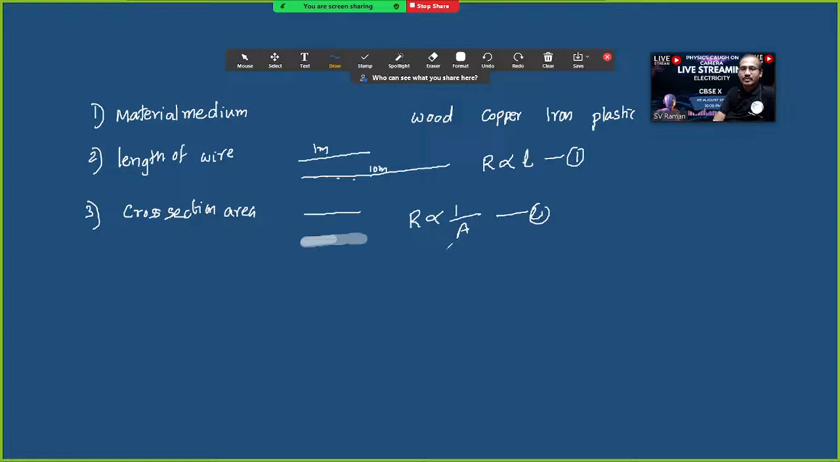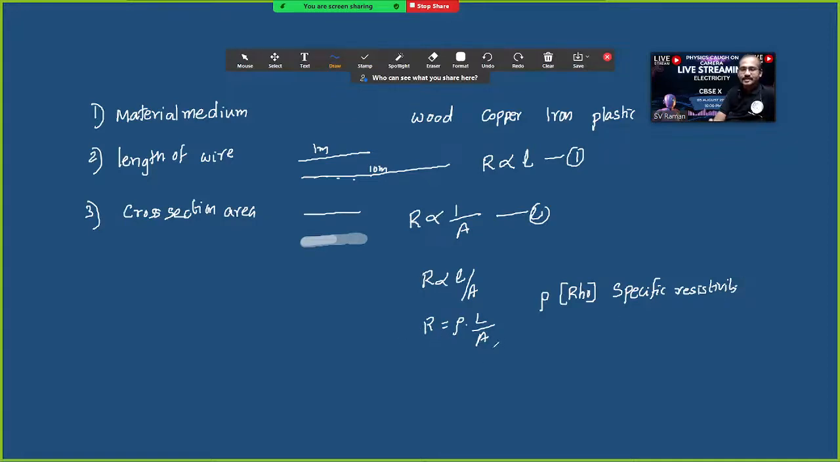So from equation 1 and 2, R is directly proportional to L by A. So R is equal to rho into L by A. Rho is specific resistivity. Here the symbol we call rho. Rho is specific resistivity. Hope you understood. So R is equal to rho into L by A.